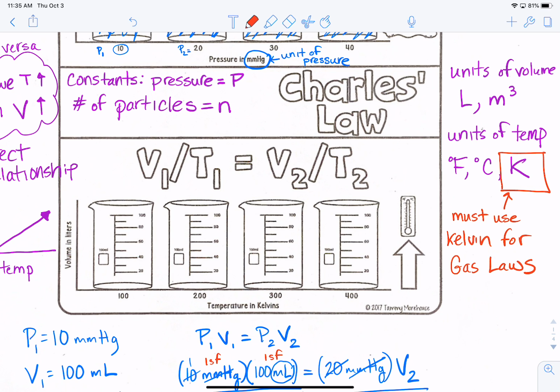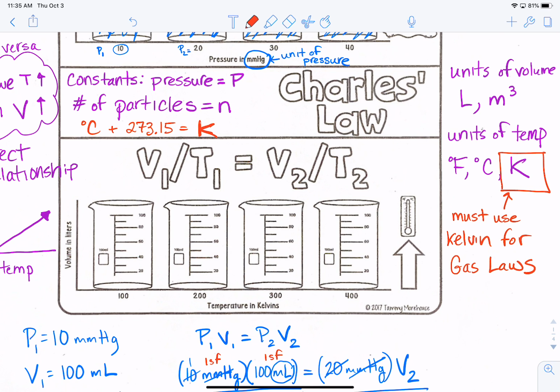And how do you convert that? All right, so because I have space right over here, I'm going to say you take the degrees Celsius, you add 273.15, and what you get is Kelvin.